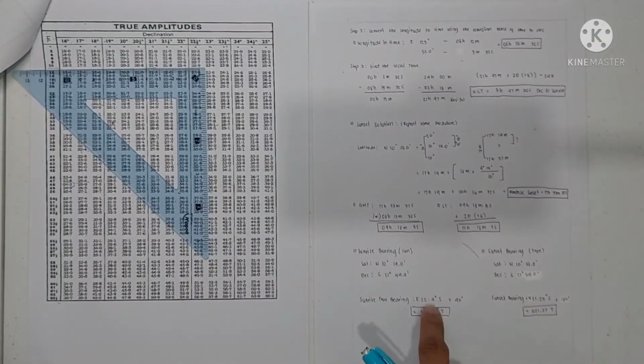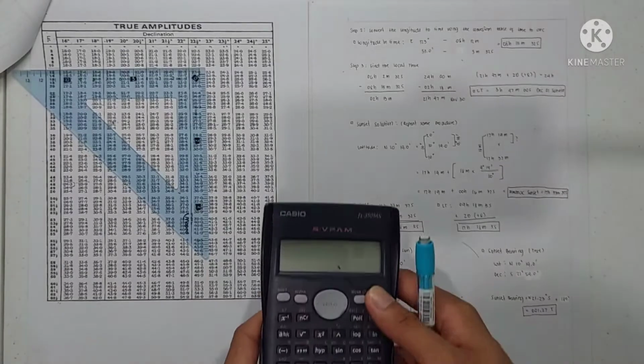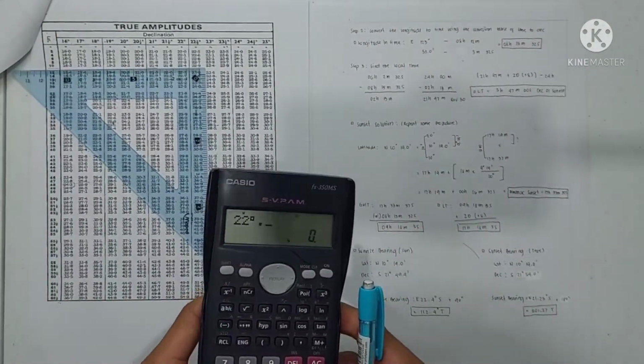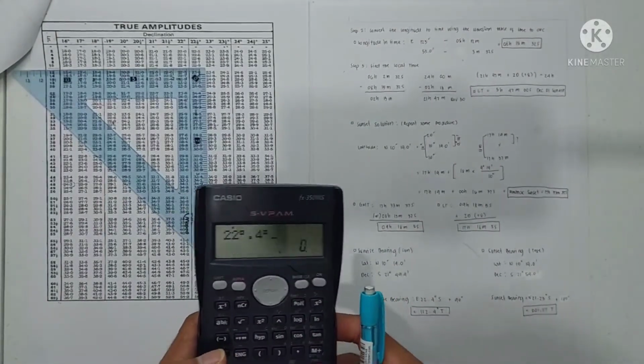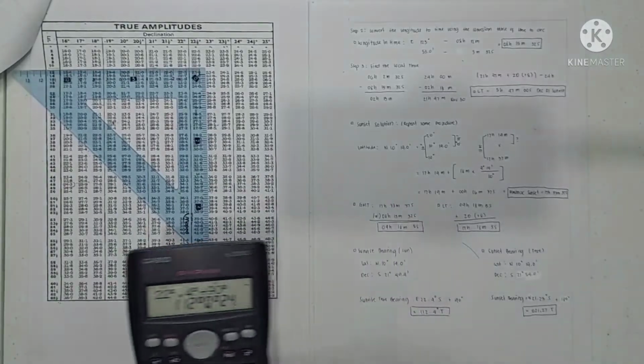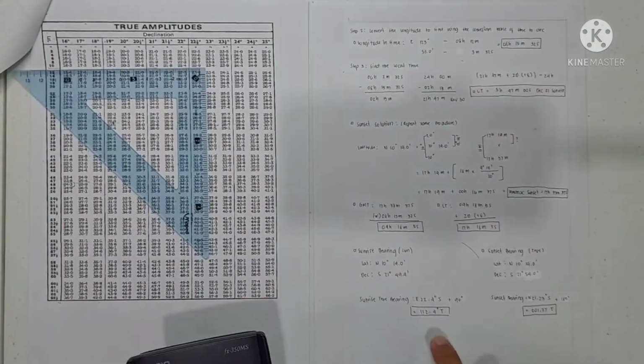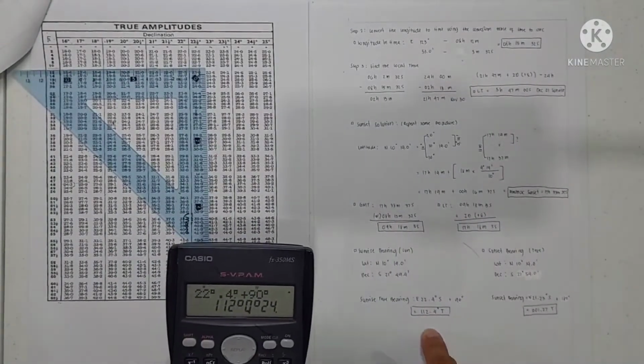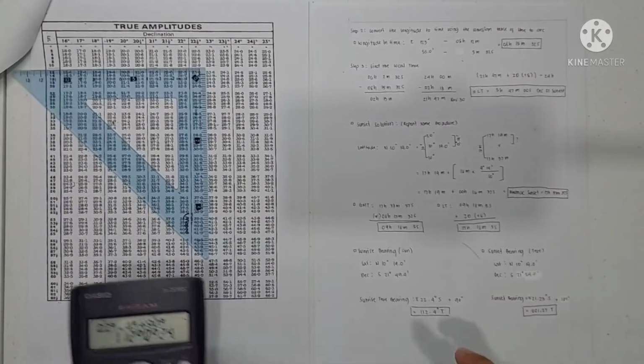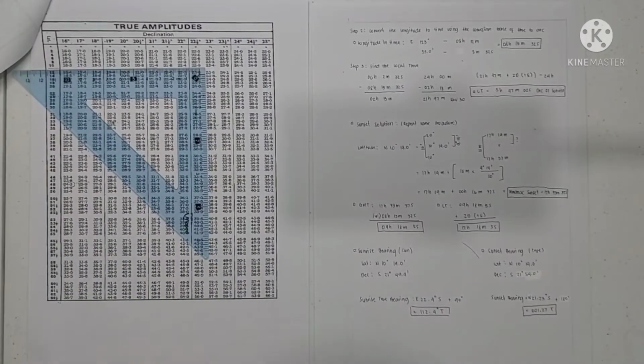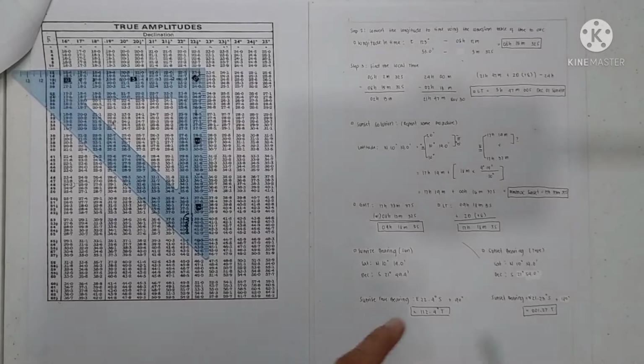So we have here this value and we will get our calculator. 22 degrees 0.4 minutes added to 90 degrees. So we have here the true bearing of sunrise, which is 112 degrees 0.4, 112.4 degrees true.